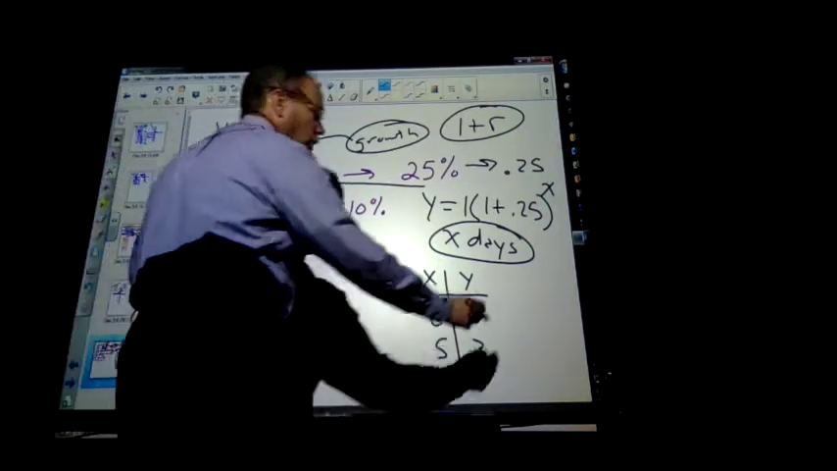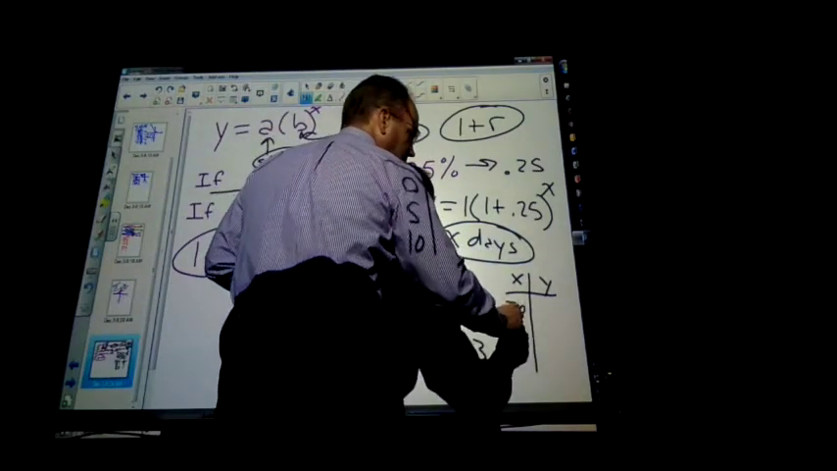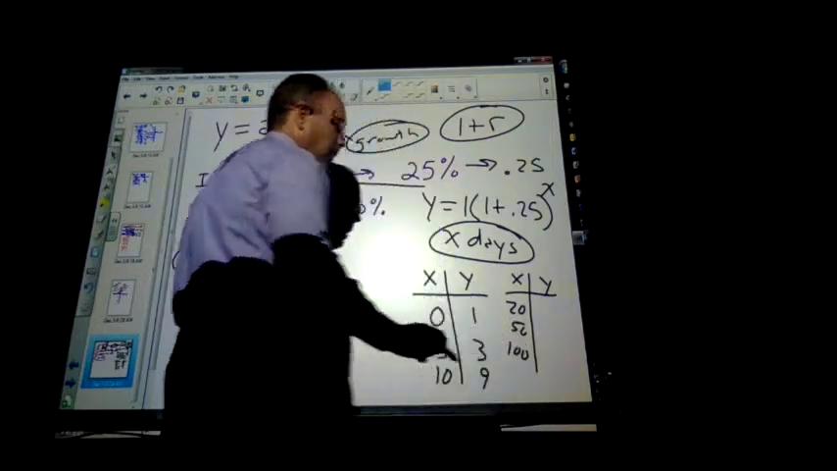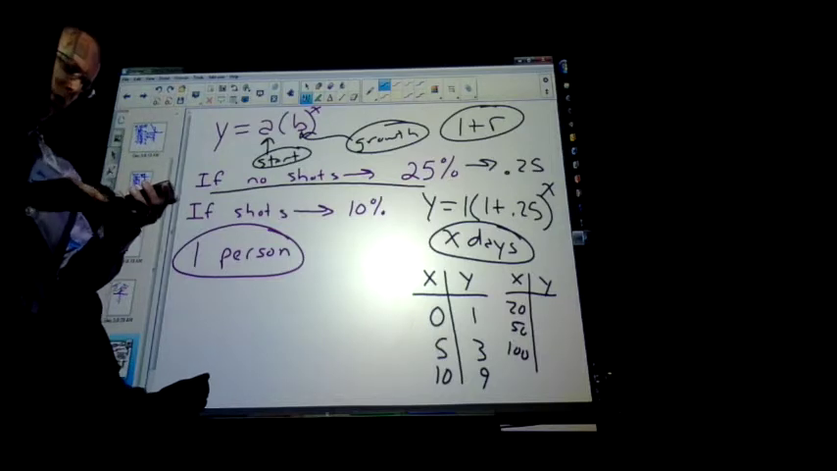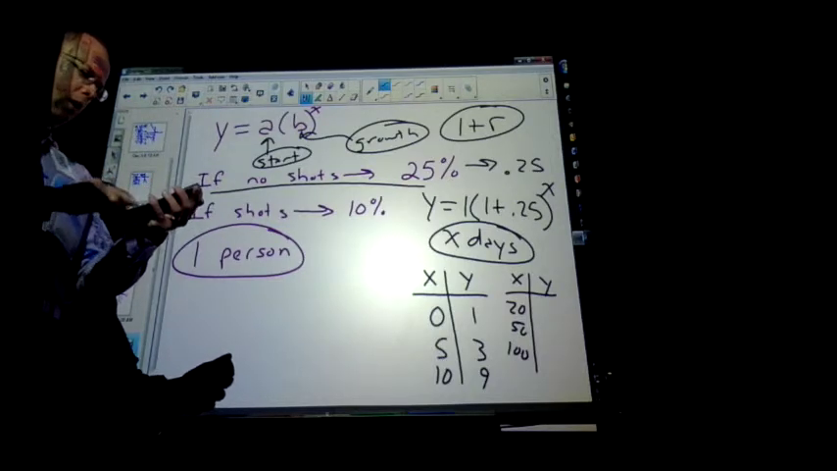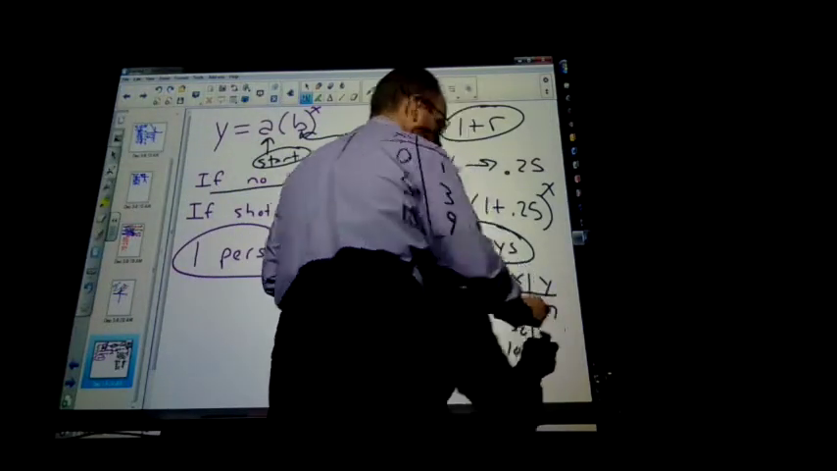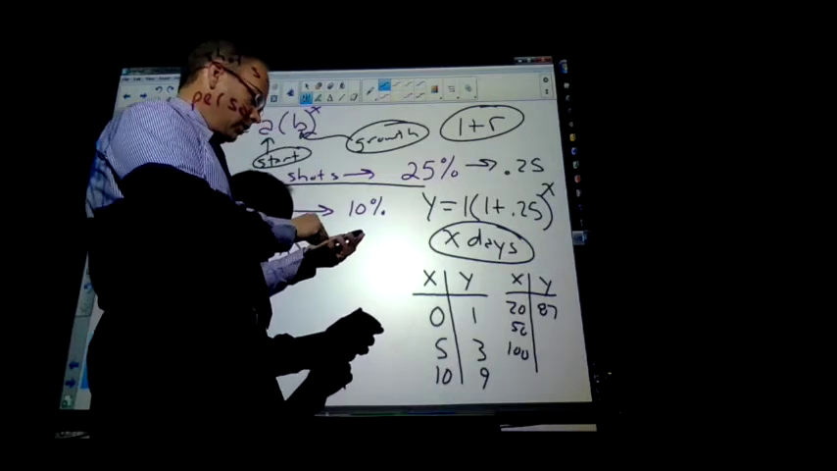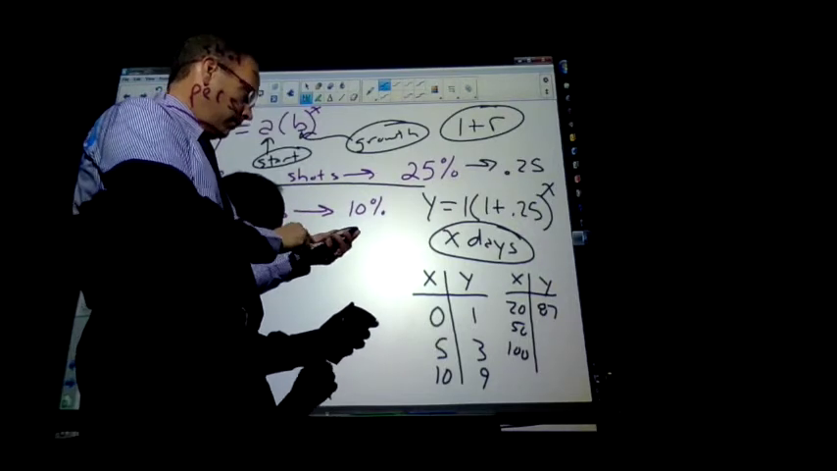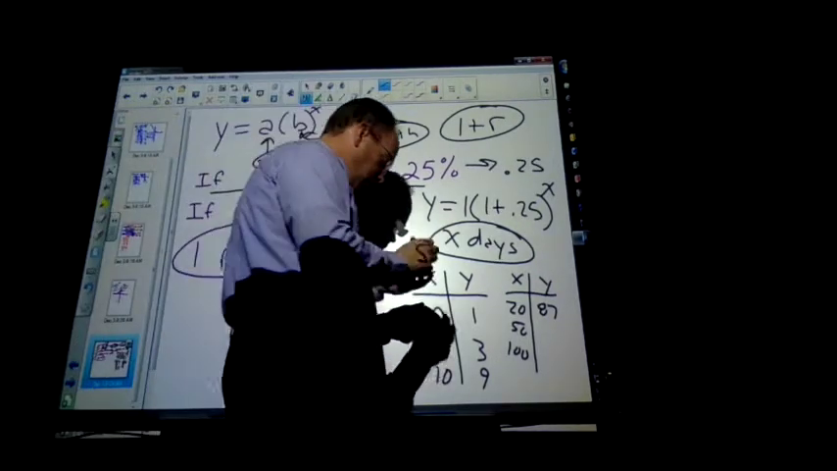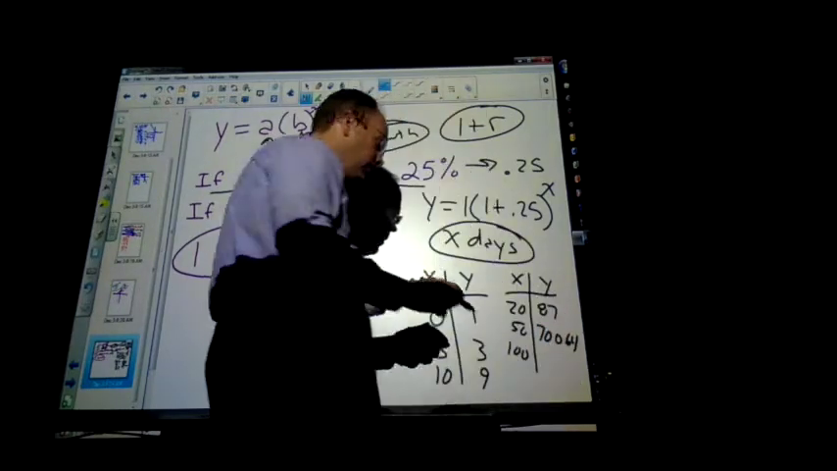And if I continue this trend, let's say, we don't know, after 20 days and 50 days and 100 days, how many people have this flu if this truly took place? So we're going to go 1.25 raised to the 20th power, whatever that answer is, times 1. And that takes us to 87 people. And then at 50 days, raised to the 50th power times 1, that takes me to 70,064 people now have it.